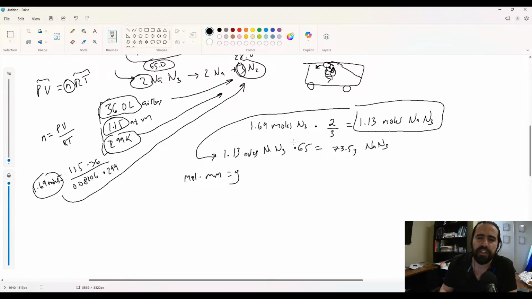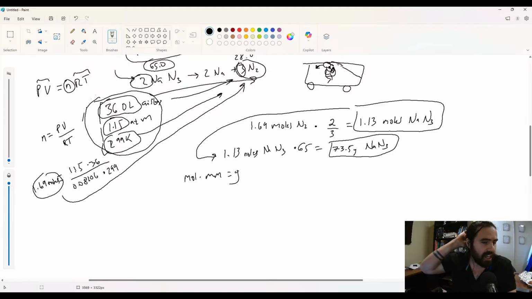Okay, so let me do this in reverse. If I took 73.5 grams of sodium azide, converted that into moles of sodium azide, used this balanced chemical equation to go from moles of sodium azide to moles of nitrogen to calculate out the amount of moles of nitrogen, then that would be the appropriate amount of moles in order to make an airbag with these characteristics. Okay.